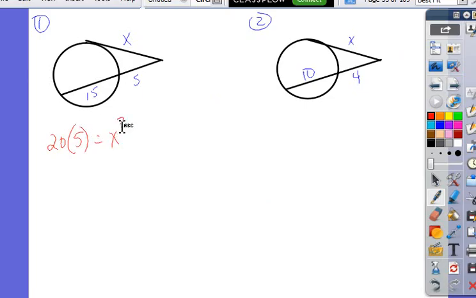Now, if it's like this, these are the easy ones. If you have the x as your tangent, those are easy. Multiply it out. That's 100 equals x squared. If I have a square, what do I do in the problem? Do the square root. Square root of 100, square root of x squared. Square root of 100 is 10. That becomes x. Got your answer.